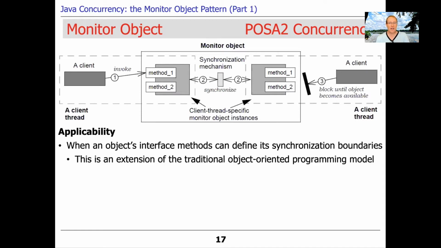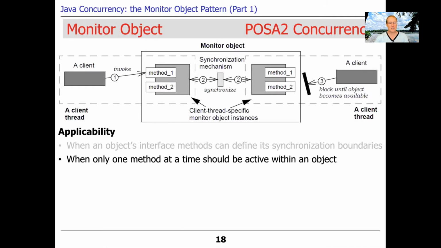And this in some ways is just an extension of the traditional classic object-oriented programming model. We know how to make method calls, we know how to put objects together, and we know how to invoke methods on objects, and now we just do it in multiple threads, and the method calls are what coordinates and synchronizes. You should also apply this pattern when only one method at a time should be active within an object.